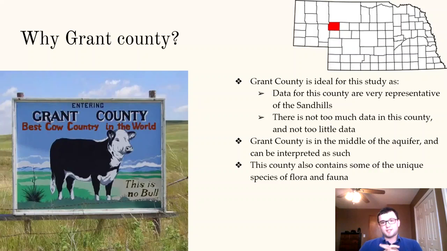So I actually did some examinations of Cherry County in the early stages of this study and found that there was way too much data. We were looking at over 1 million pixels, which was way too much, and so we wanted a smaller area, and so the next logical place was Grant County. Not only do we have very good data from this county, but it also sits in the middle of the aquifer and can be interpreted as such, and contains some of the unique species of flora and fauna that I was talking about earlier.